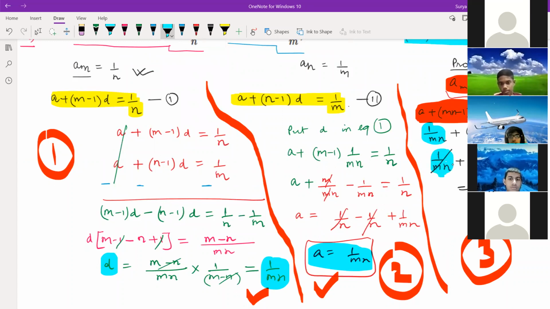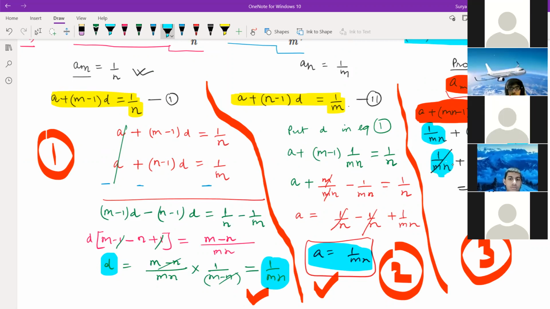Again mn is going to multiply with 1 by mn, so mn by mn, and minus 1 is also going to multiply with 1 by mn. So we can write it as 1 by mn, right? So where is the doubt? Understood, sir. All right.